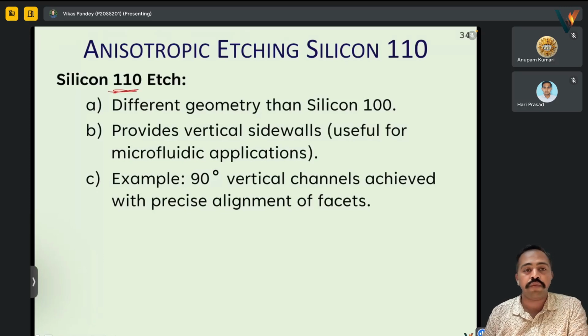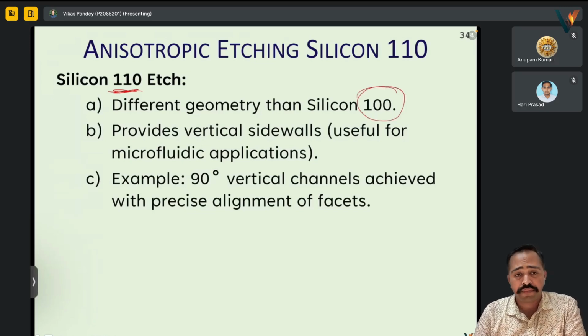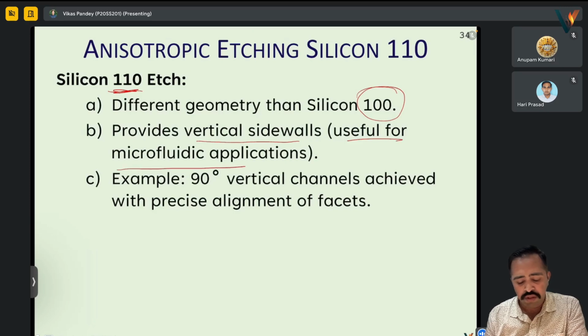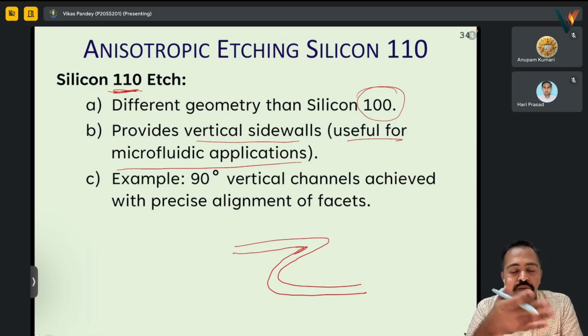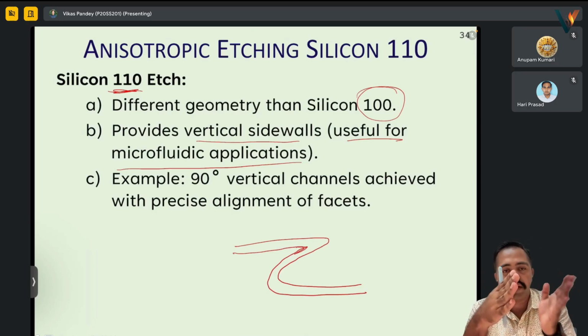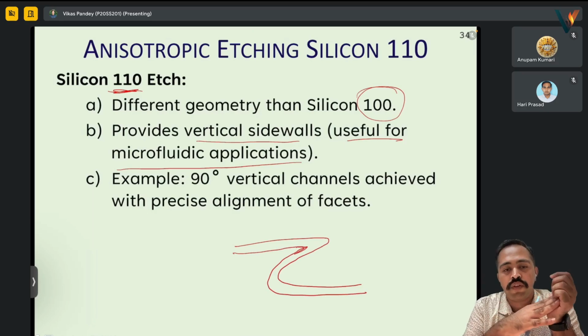For silicon 110, it has a different geometry than 100, and that's why it is able to provide vertical sidewalls, useful for microfluidic applications where we want to make some channels. Okay, tubular structures, not like channels in our silicon, for some flow of microfluid. In this case, we can start with 110 silicon and we can get almost vertical walls.